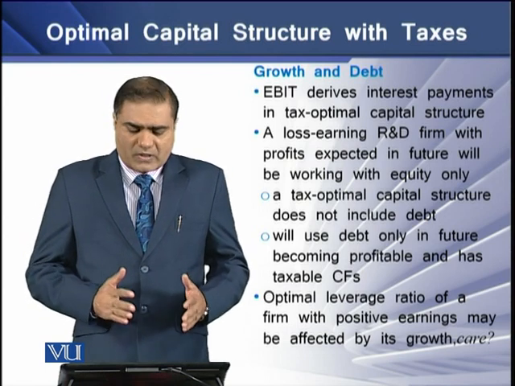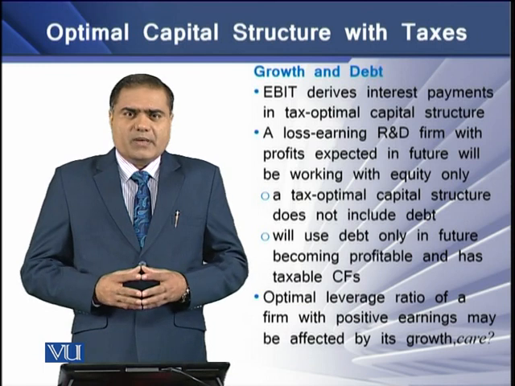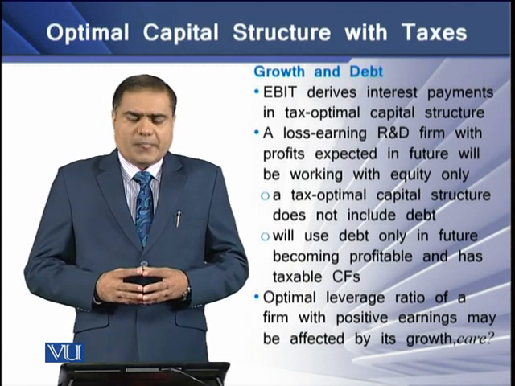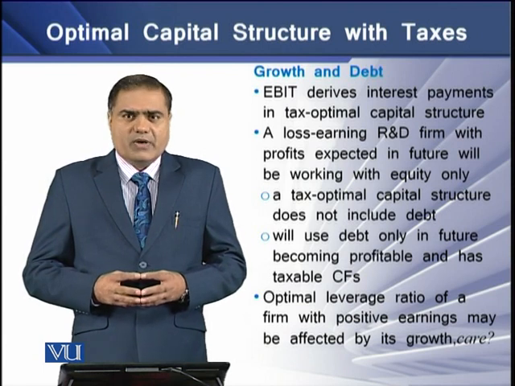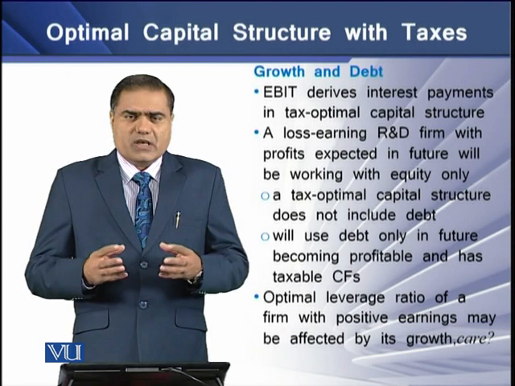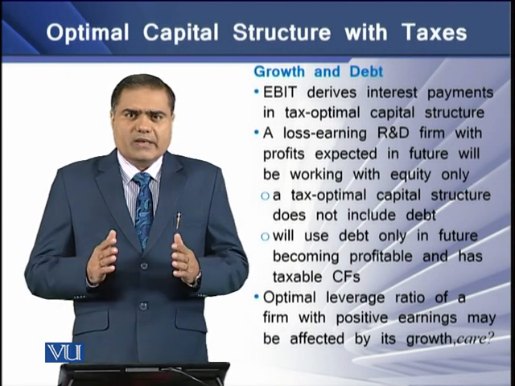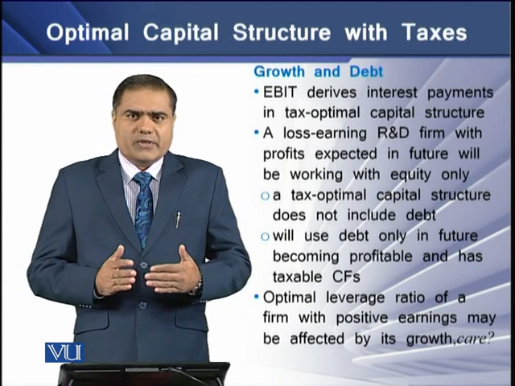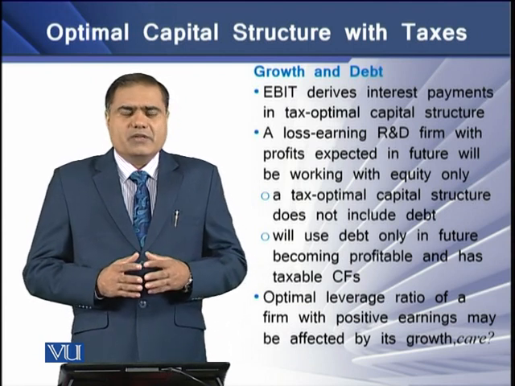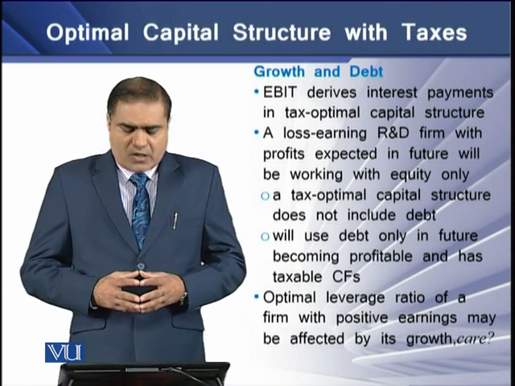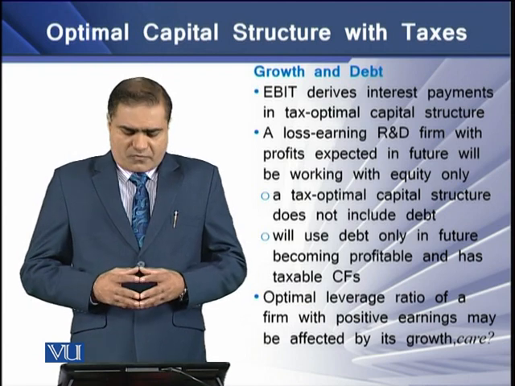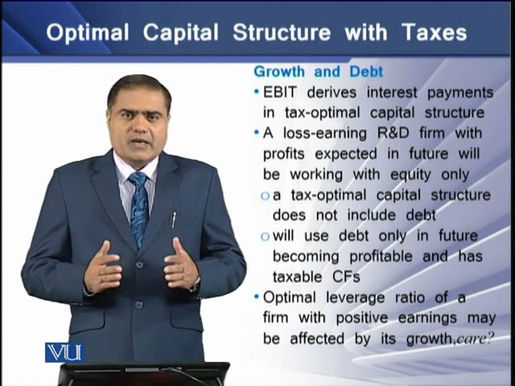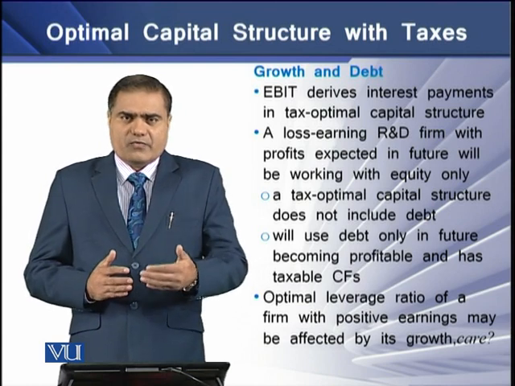Let's see the relationship between growth and debt. In tax optimal capital structure, it is the EBIT that drives the interest payments of a firm. For example, a loss earning R&D firm will be working with an equity base only, because for such a firm, tax optimal capital structure does not exist. This type of firm will be using debt only in the future when its operations become profitable and the firm has taxable cash flows. Also, the optimal leverage ratio of a firm with positive earnings may also be affected by its growth rate. And under such conditions, what care should such a firm observe?